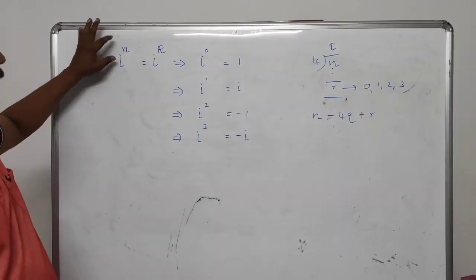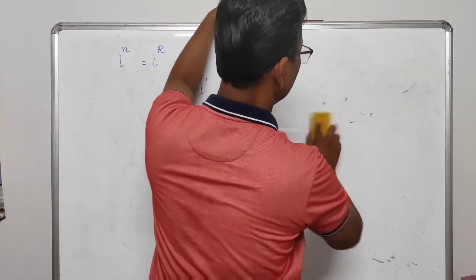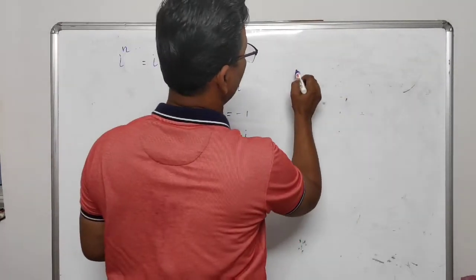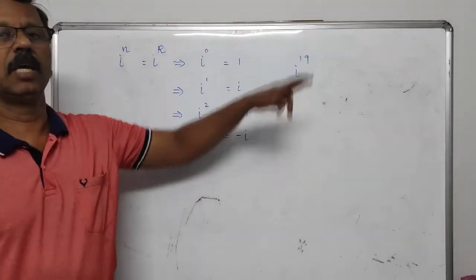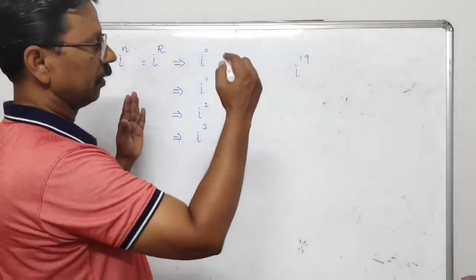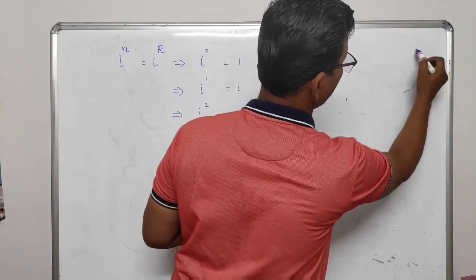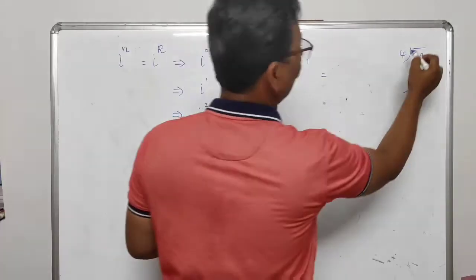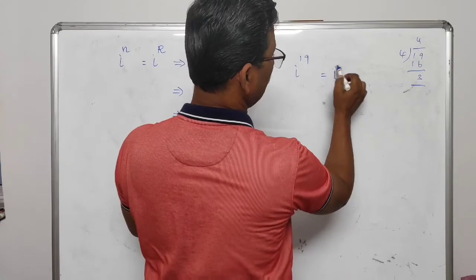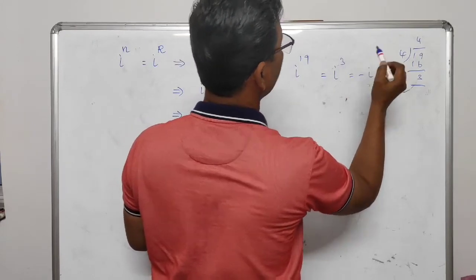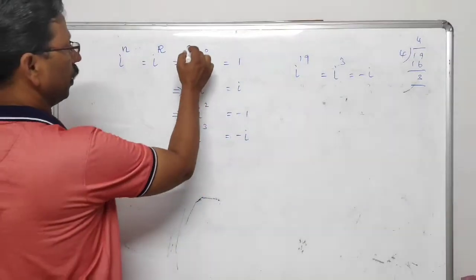Therefore, suppose you want to find out the value of i power 19. For that you will not write it as i power 4 into i power 4 like that. Just divide this 19 by 4. 4 times 4 is 16, the remainder is 3. Therefore, i power 19 can be written as i power 3. You know i power 3 is equal to minus i. Likewise, you can easily find out. Therefore, this is a very important concept for the powers of i.